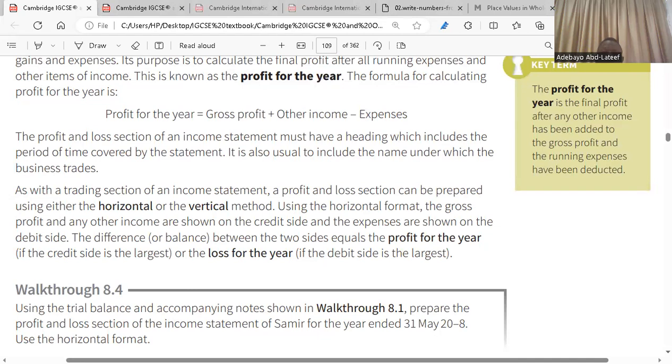So as with the trading section of an income statement, a profit and loss section can be prepared using either the horizontal or the vertical method. Using the horizontal format, the gross profit and other incomes are shown on the credit side and the expenses are shown on the debit side. If we use it this way, we have income on the credit side and expenses on the debit side, if you're using horizontal. But if it is vertical, you just have to write the difference between the gross profit and incomes and expenditure. So in that way, you're still going to get your profit for the year.